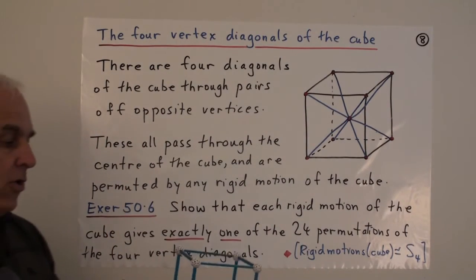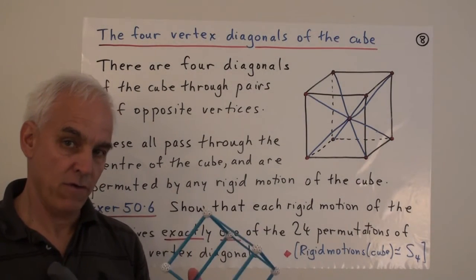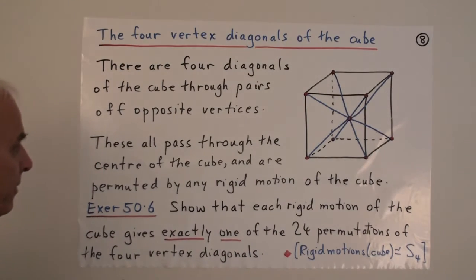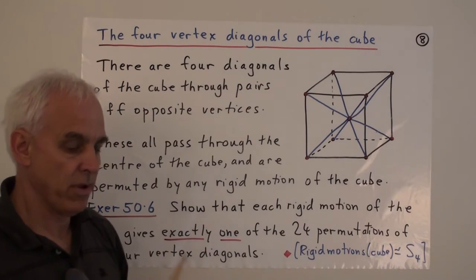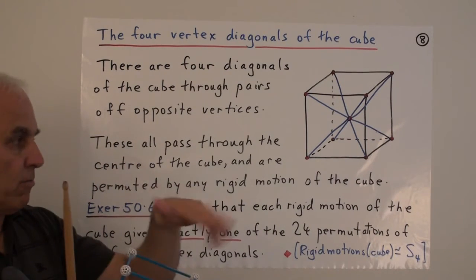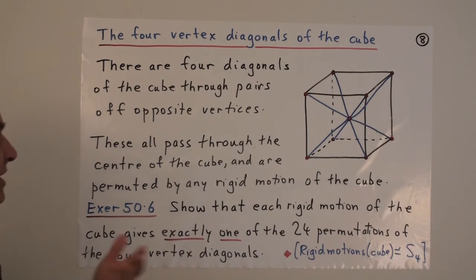And of course, they also all meet at the center of the cube. These all pass through the center of the cube and are permuted by any rigid motion of the cube. You have any rigid motion, and it's going to move these four vertex diagonals around.